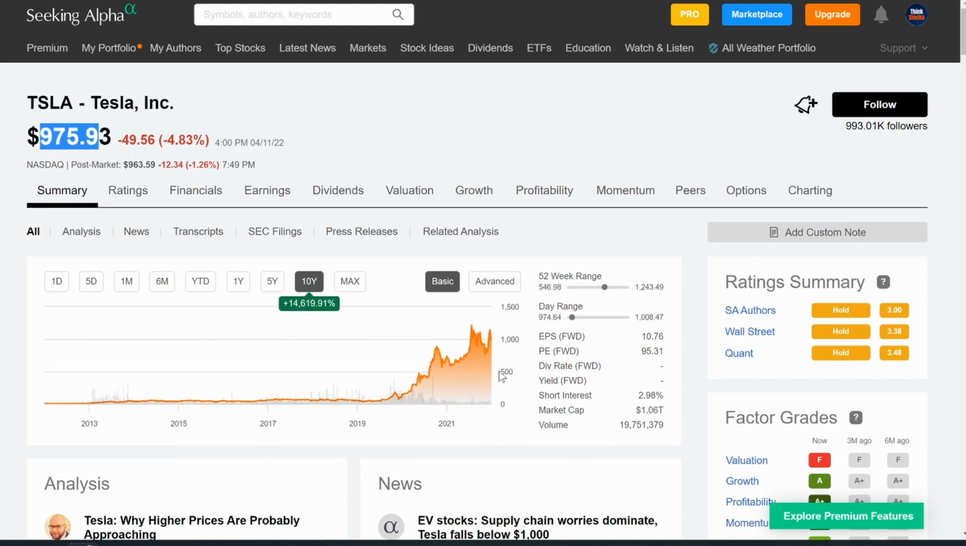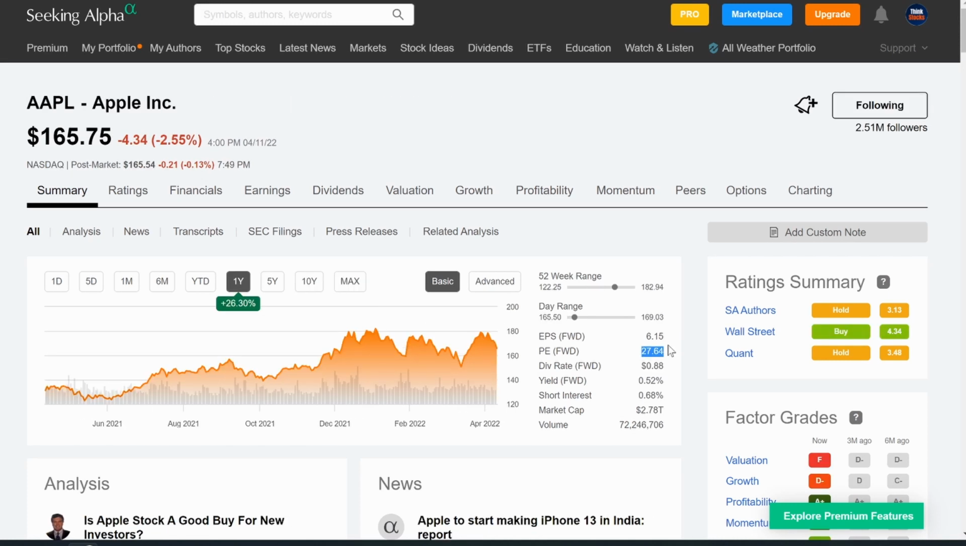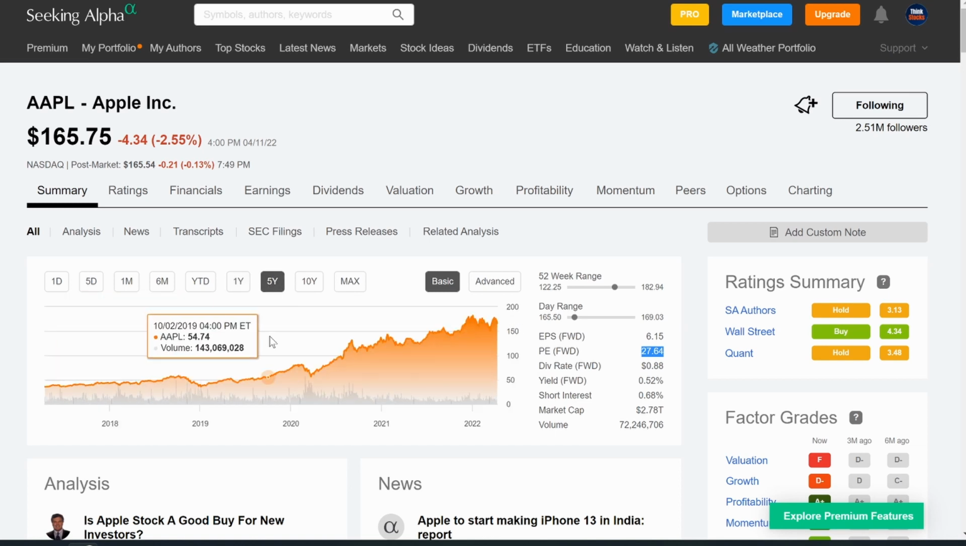He would not touch Tesla with a 9-foot pole with a forward PE of 95. Apple, he is invested in Apple. Its PE is a little high. He has made a lot of money off of Apple, but that's because he started buying Apple before this great run up.